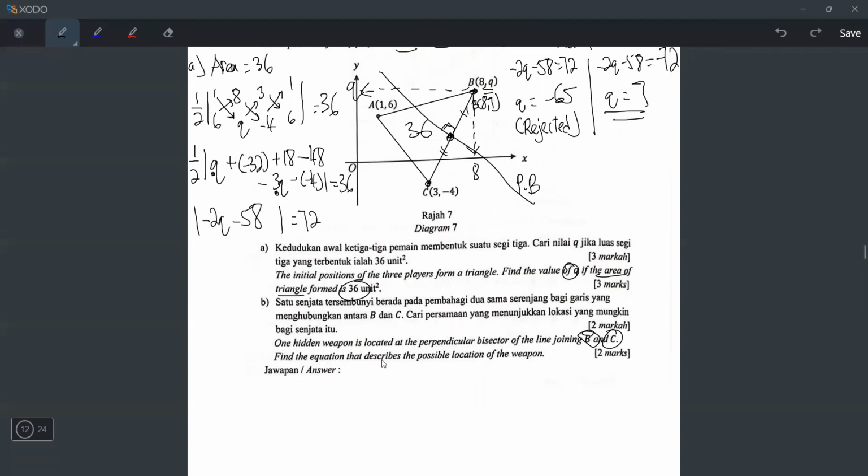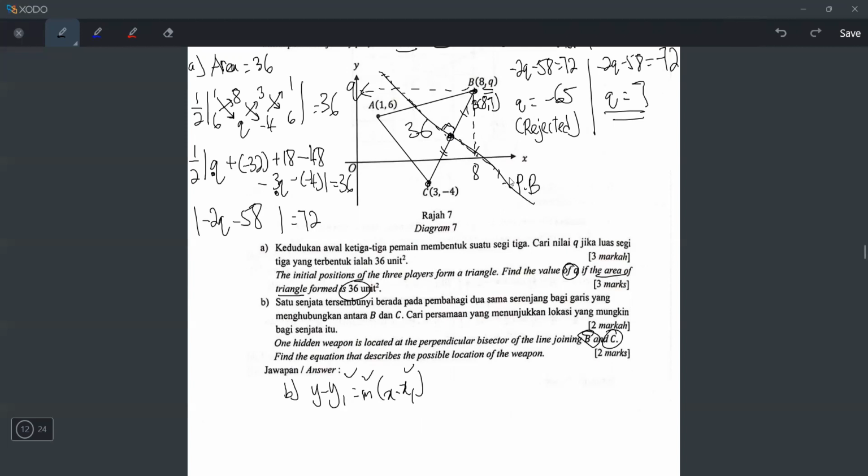And then they say find the equation that describes the possible location of the weapon. So the hidden weapon must be somewhere along here, right? And then they ask you to find the equation, means you find the equation of this line. So how to find equation in Addmaths? y minus y1 equals gradient times x minus x1. Of course, you can use the y equals mx plus c formula also, but I will do it like this. So it means I need gradient and I need a point that it passes through.